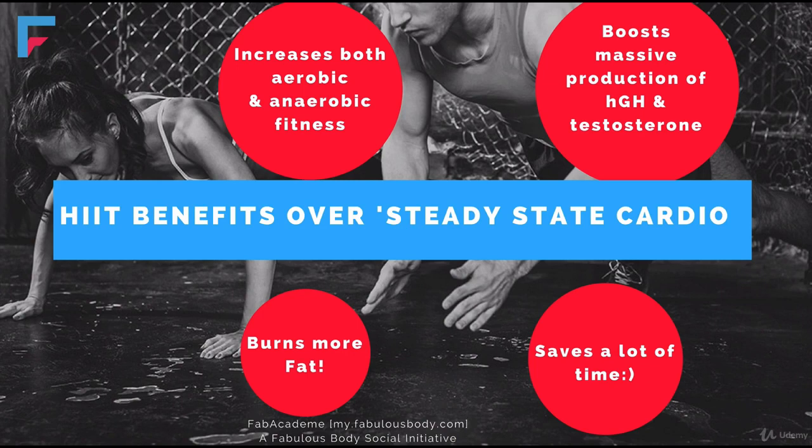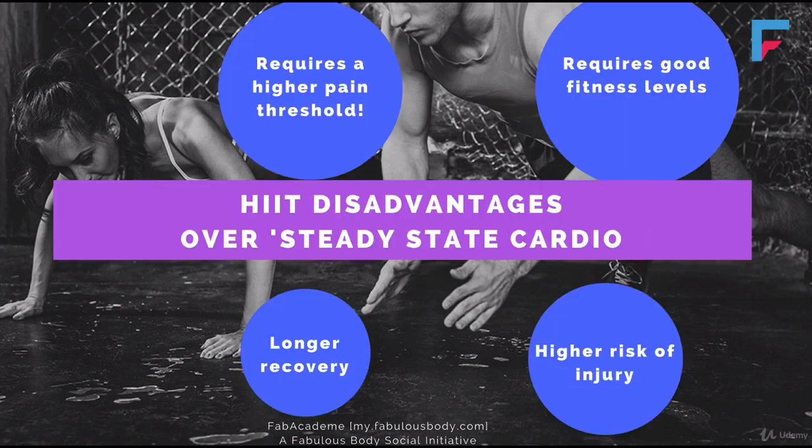The disadvantages are, as I mentioned in the previous lecture, it requires a much higher pain threshold. It also requires good levels of fitness. Although I've mentioned that a beginner can start with HIIT on a cardio machine, and if you are not overweight and if you consider yourself pretty fit, then you can do HIIT via bodyweight training as well. As compared to aerobic training, it requires longer recovery and there might be a higher risk of injury, so you need to be careful. So that was all about HIIT.